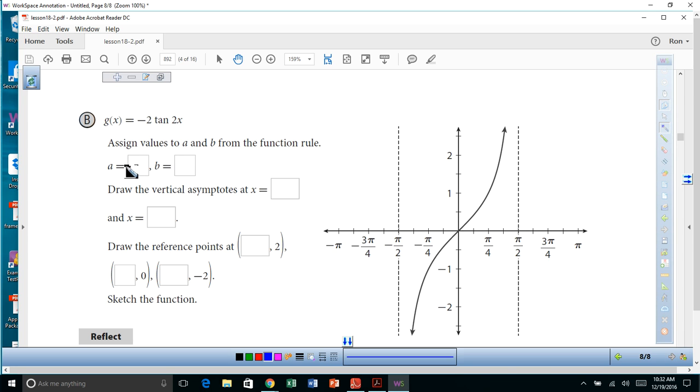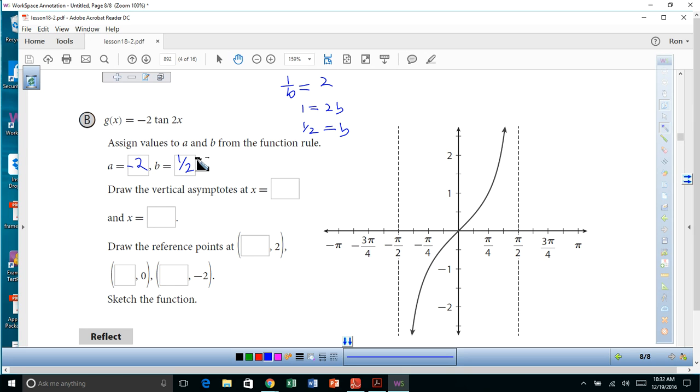So a is going to be negative 2. Well, what is b? Remember, 1 over b equals 2. So multiply both sides by 2, and you get 1 equals 2b. Divide both sides by 2, you get 1/2 equals b. So b is going to be 1/2.